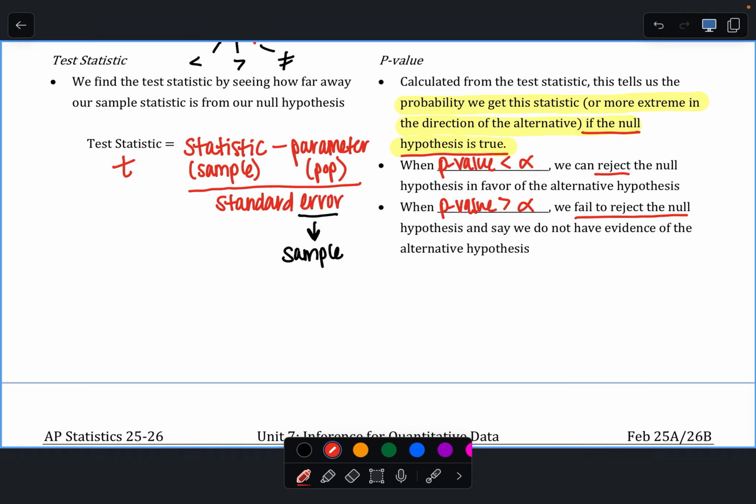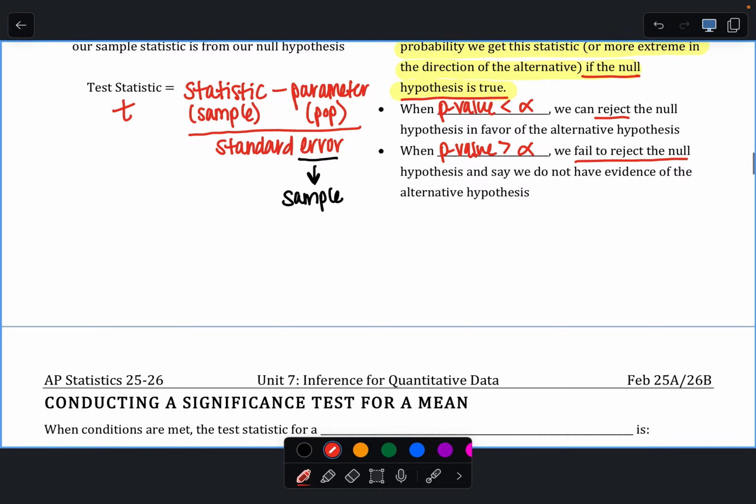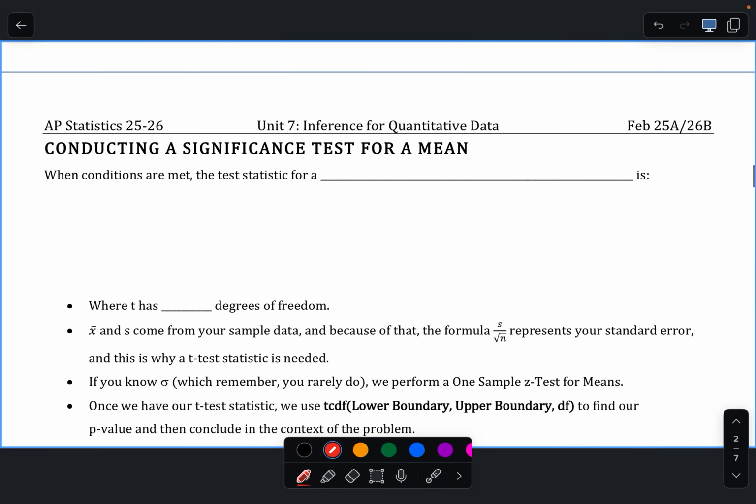So all of those same ideas around a significance test are the same. Same conclusions, same sentences. The only change is instead of finding a z, we are finding a t. Instead of using normal CDF, we're going to use something called tcdf. So let's go in and specifically look at this one sample t-test for means.